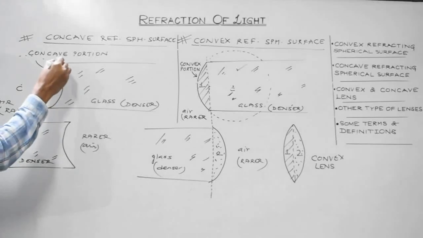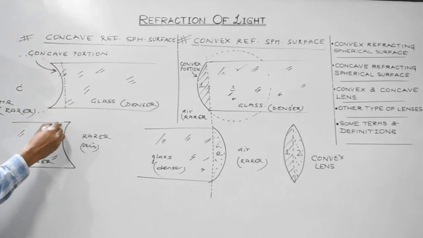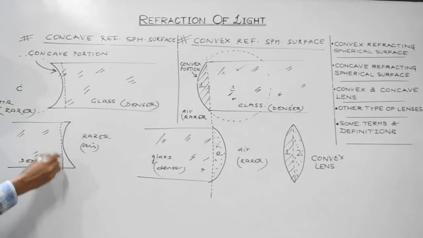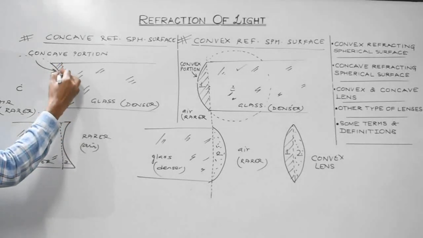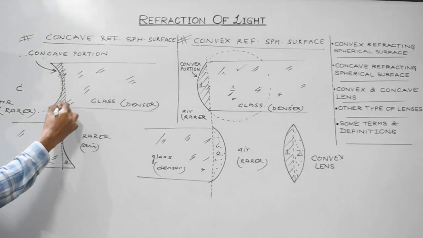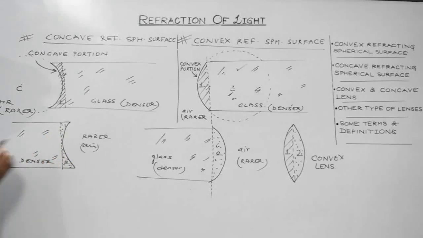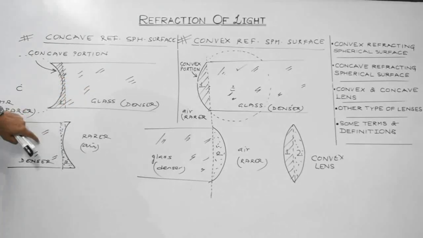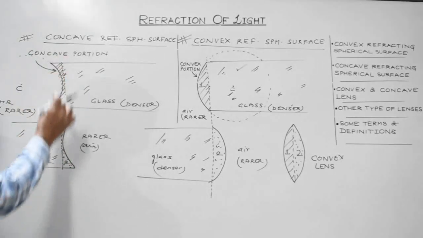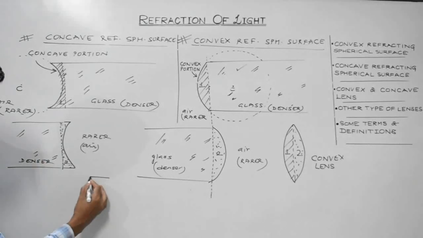Right? So, this is the first portion and consider this to be the second portion. Let it be represented by slanting lines and let this be represented by dotted lines. So, both these are concave refracting spherical surfaces. Now, if you join these two portions, one and two, what will be the shape obtained? It will be like this.